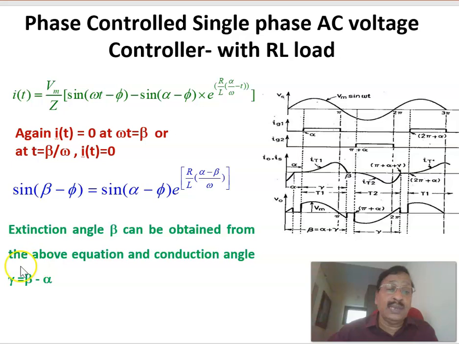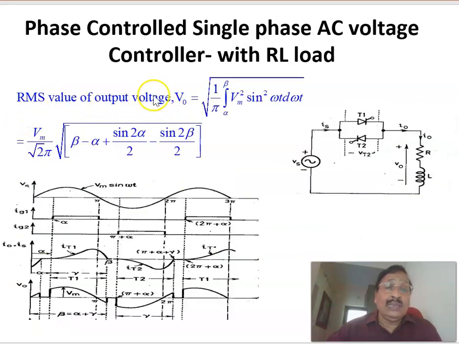Once you get beta from the above equation, the conduction angle, gamma, equals beta minus alpha. That is the period during which it is conducting. So this is the way we can calculate the conduction angle and the extinction angle.